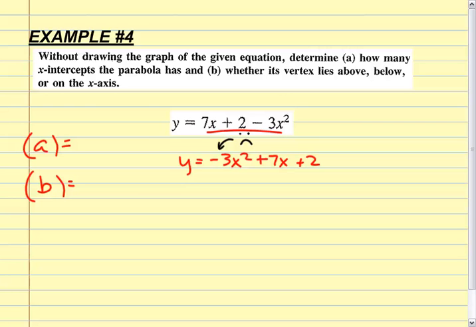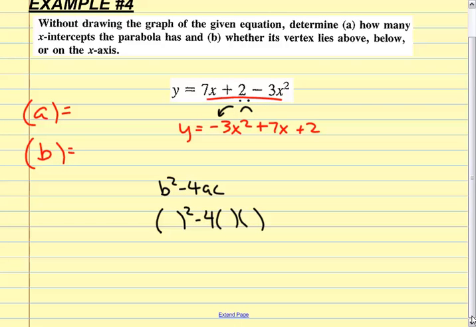Okay, so the first thing I need to do is use the discriminant, which is b squared minus 4ac, right? So we'll plug that in and see if we have any x-intercepts. Remember, x-intercepts is the same thing as solutions, and the discriminant tells us how many solutions we have. So let's plug that in. B is 7, A is negative 3, C is 2. So that's 49 plus, right, because negative 4 times negative 3 is positive 12 times 2 is 24. And that gives us 73.